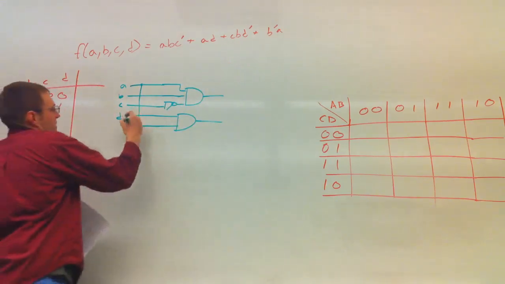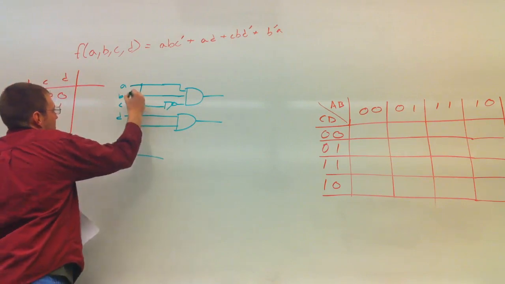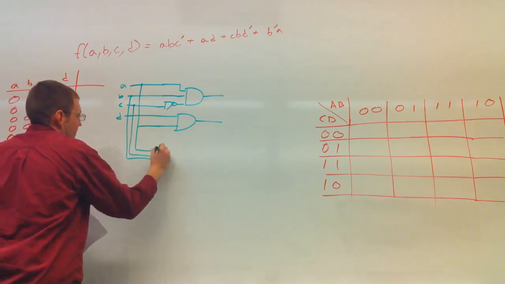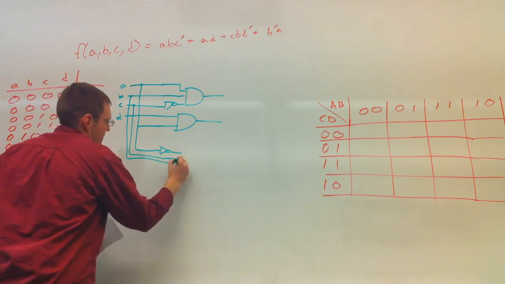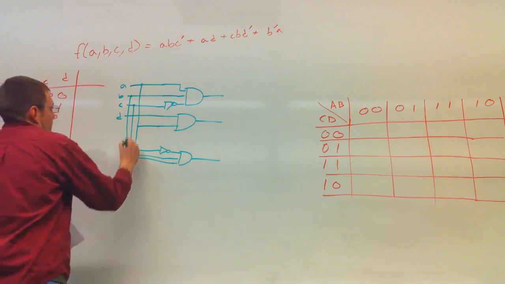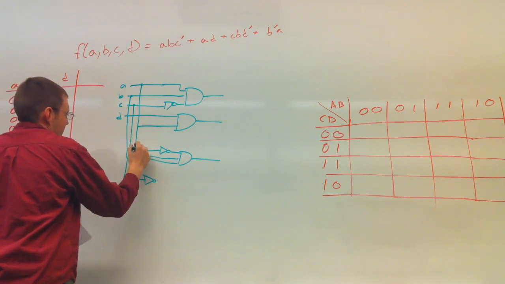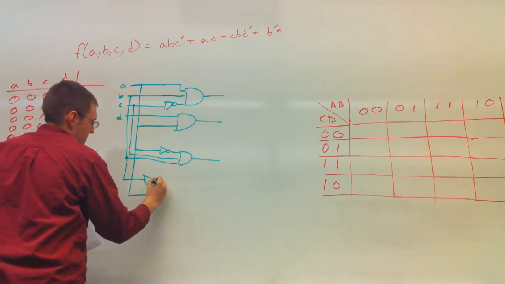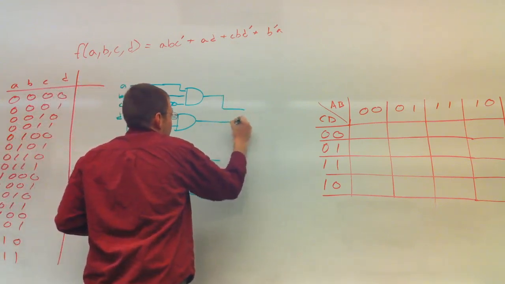So C goes down, E goes down, D naught this. And them together. Then we have B naught here and A. Then OR them all together.